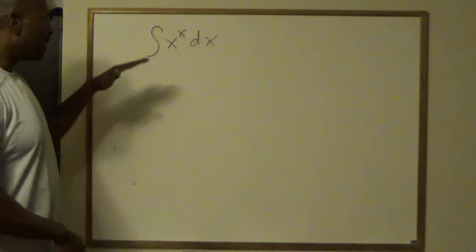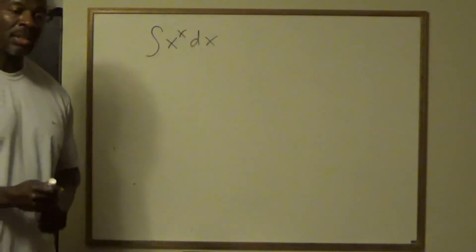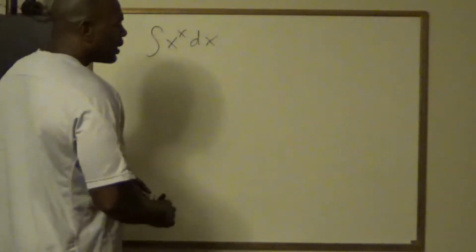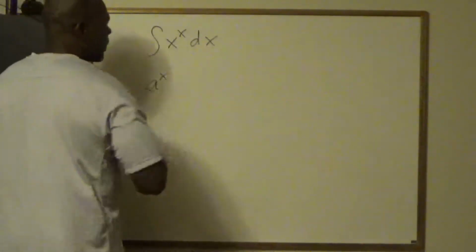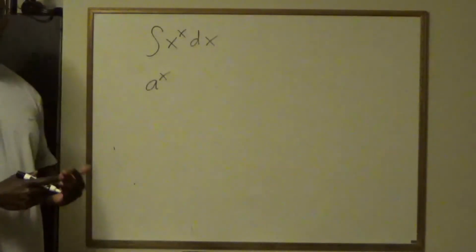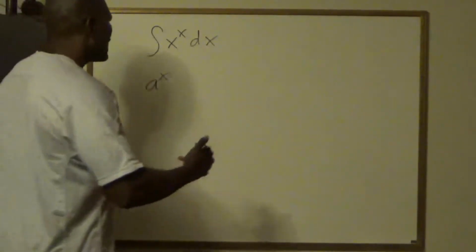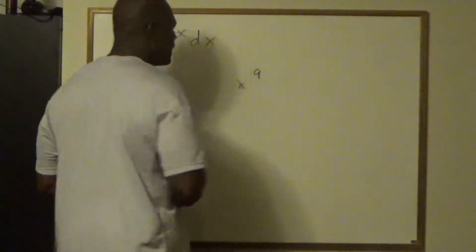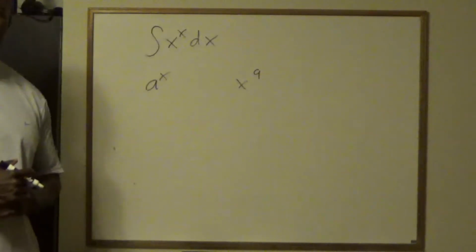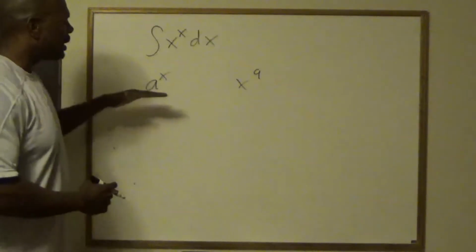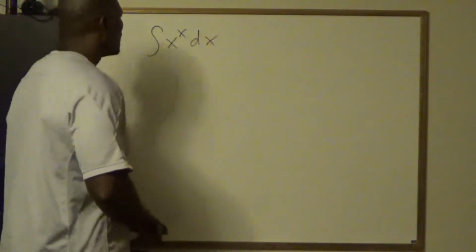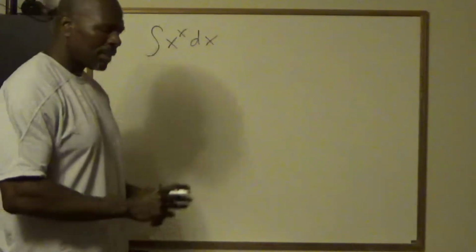Now, it's not as nice as it seems. It's quite devious, actually. What you don't want to think is that this is a variable raised to the power of a variable. It's not like a to the power of x, whose integral would be a to the power of x divided by ln a. And it's not like x to the power of a, whose antiderivative would be x to the power of a plus 1 divided by a plus 1. So it's not one of these simplistic examples. It's a little more devious, if you will.